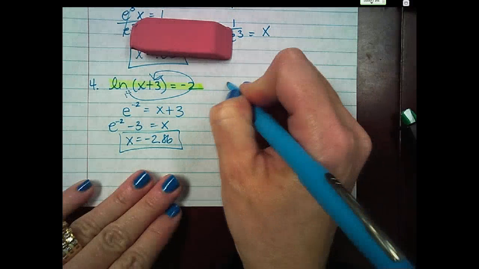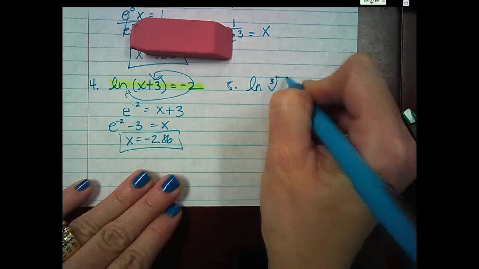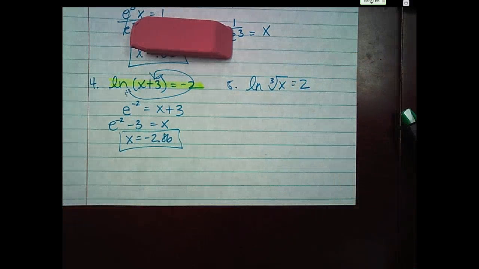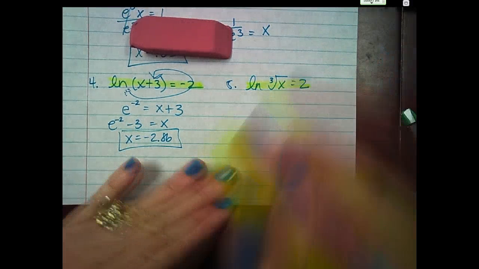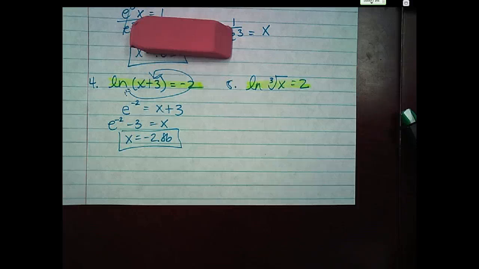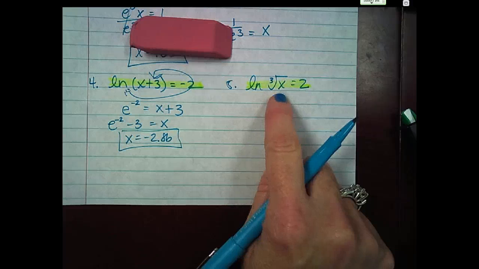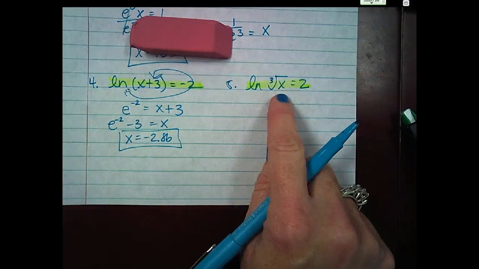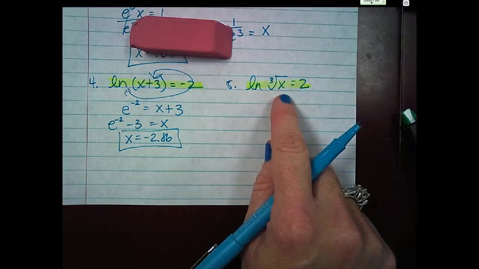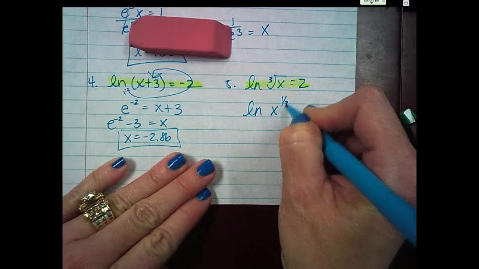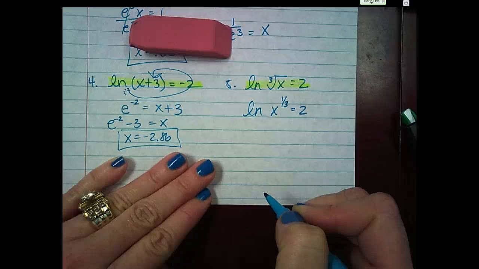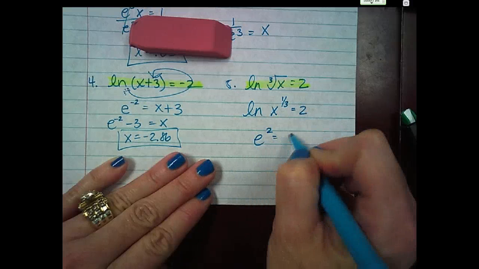Number 5. The natural log of cube root of x equals 2. If I'm trying to find a log, I think you should change this to x to the 1/3 power. Anytime when you're dealing with logs, if you want to rewrite cube roots or square roots with a power, it makes the problem a lot easier. Okay, so I'm going to rewrite this as the natural log of x to the 1/3 equaling 2, which means e squared equals x to the 1/3 power.